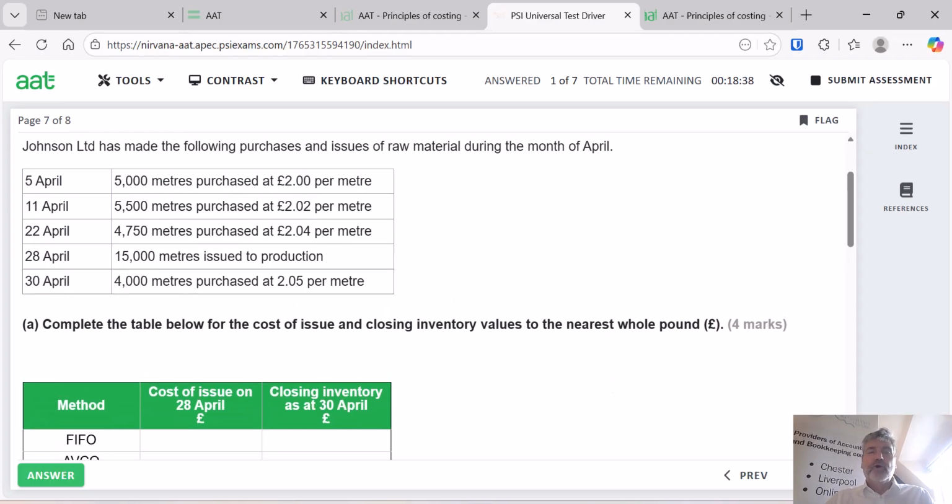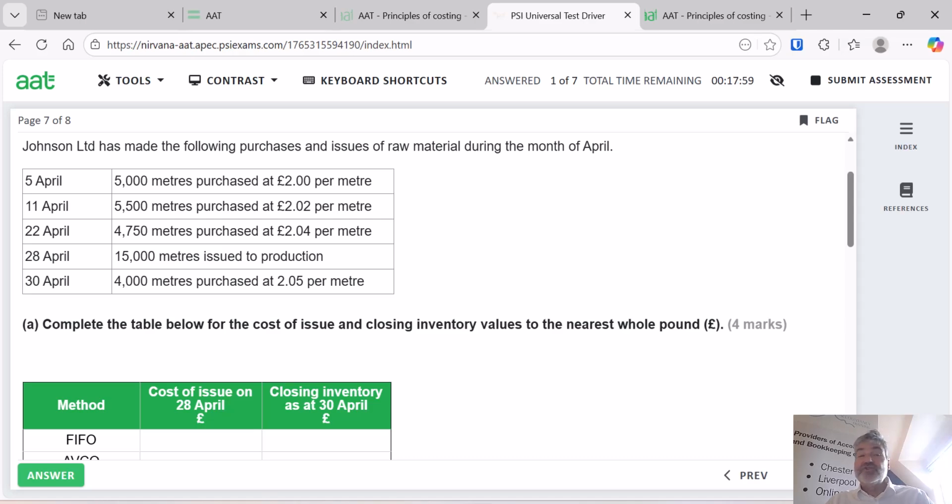Now with FIFO, what we need to be able to track is which purchases we've drawn the issues from. On the 28th of April, we issue 15,000 metres. When were those items bought? That's basically the question that we're asking. Well, first in, first out, we draw from the oldest inventory first. So we would use up all 5,000 of the metres that were bought on the 5th of April at £2. So that is £10,000 of cost so far.